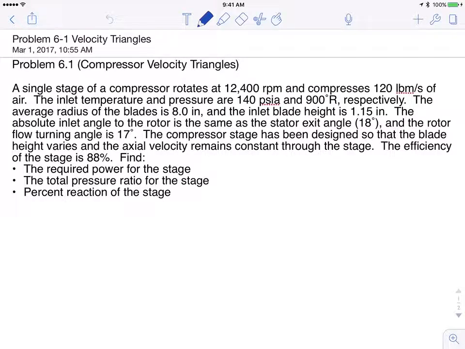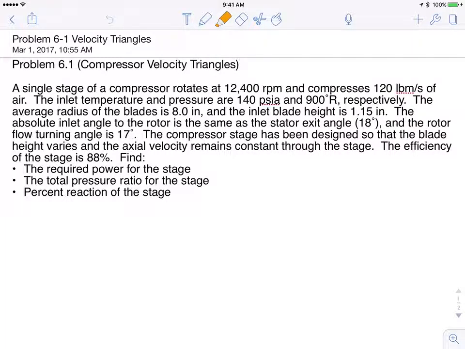The average radius of the blades is 8 inches and the inlet blade height is 1.15 inches. The absolute inlet angle to the rotor is the same as the stator exit angle, which is 18 degrees, and the rotor flow turning angle is 17 degrees. The compressor stage has been designed so that the blade height varies and the axial velocity remains constant through the stage. The efficiency of the stage is 88%, and we are asked to find the required power to drive the stage, the total pressure ratio for the stage, and the percent reaction for the stage.